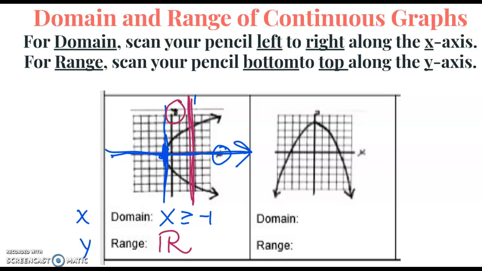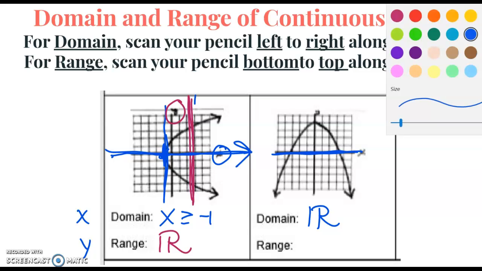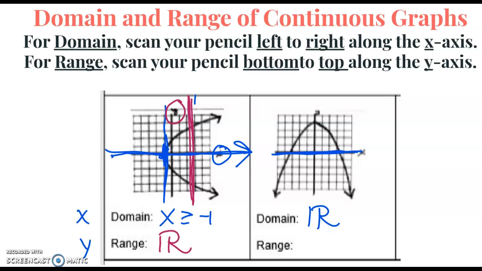So on the next one, as I look at the domain, it's left to right. As I go left to right, does it ever stop? No, I've got a graph everywhere. There is an x value for every part of this graph. So the domain in this case is all real numbers. Range, that's up and down. And if I look up and down, it doesn't start until right here, and everything is below that point as far as the range is concerned. Now, range is in terms of y. So all my y values are at 1, 2, 3, 4 or less. So y is less than or equal to 4.